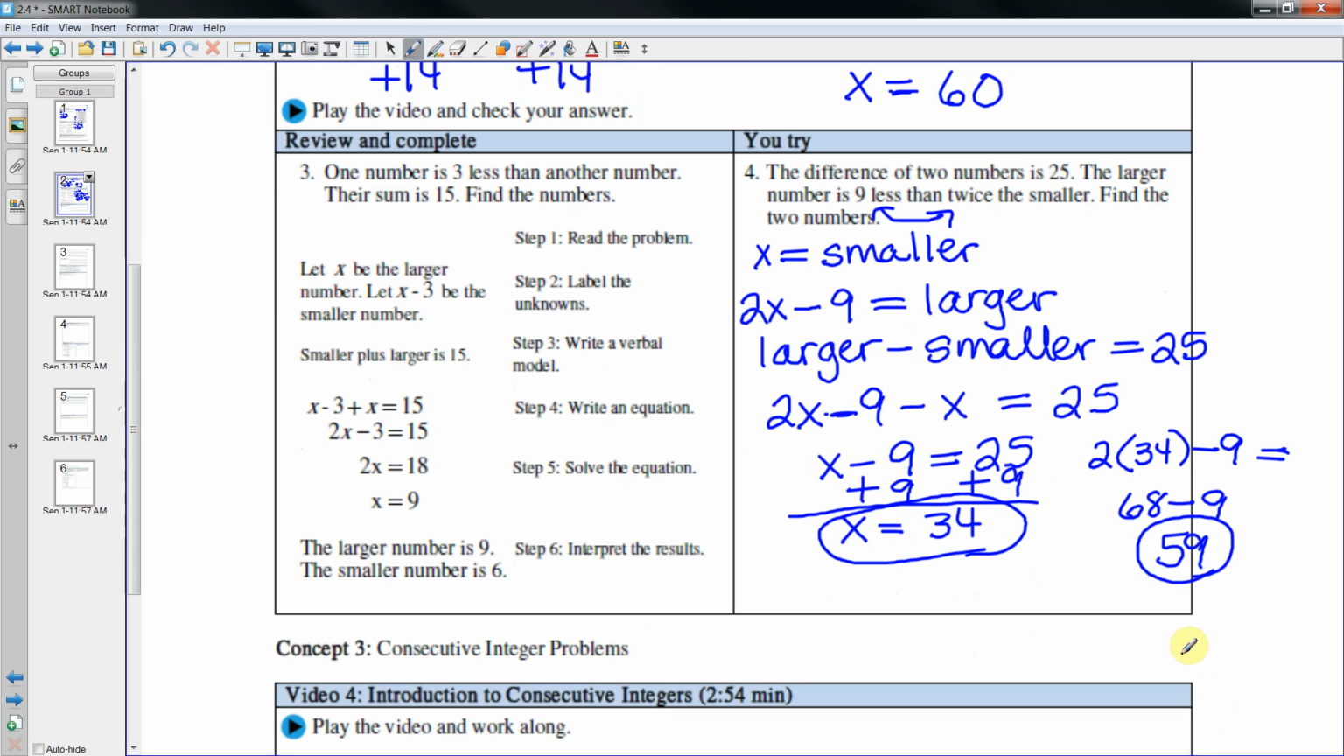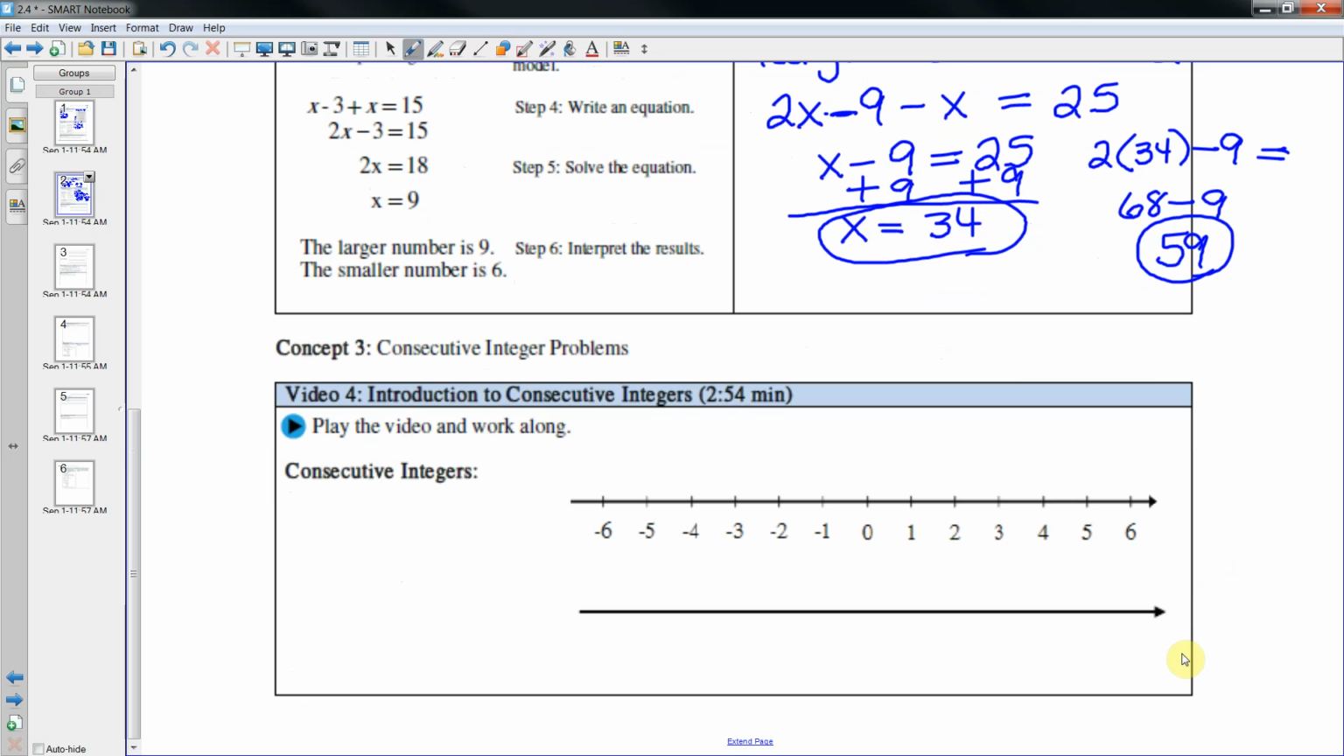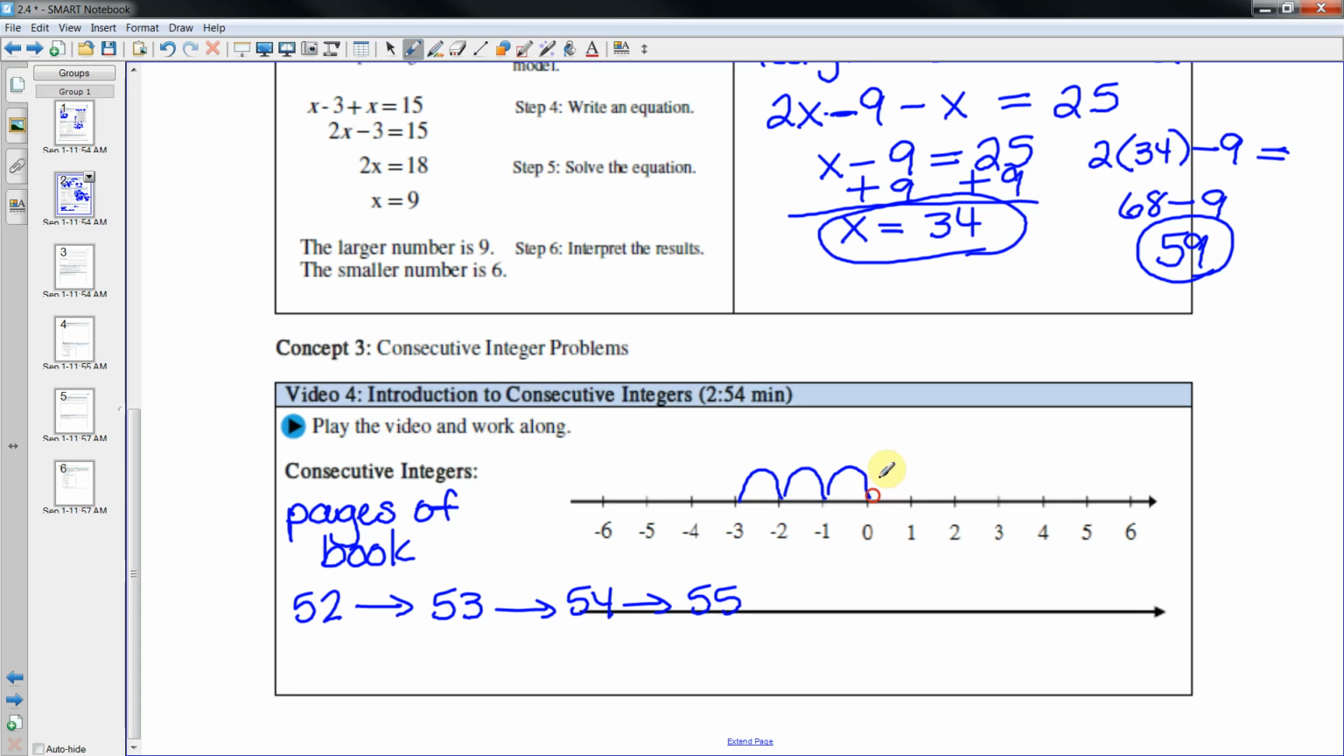Alright, so there we took the words and made them into expressions, wrote down the equations and solved them. So now let's talk a little bit about consecutive integers and what consecutive integers are. Consecutive integers are like pages of a book. Think about pages of a book. If I have page 52, the next page would be page 53. And the next page would be 54. You know, those are consecutive. The next page would be 55. So on a number line, consecutive integers are one away from each other, one hop away. So you're counting in order.